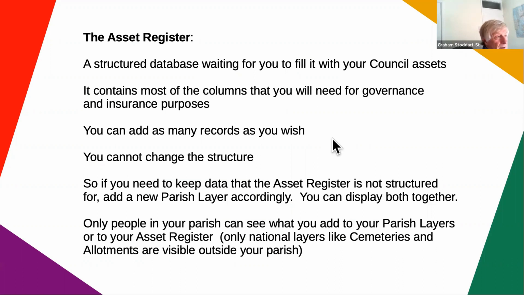So the second layer underneath parish layers is called the asset register, and it's a slight hybrid. So you cannot change the structure of the asset register, but on the other hand, it is a place for you to put all of the details that you need to keep about your parish assets. So the columns of data that are in there are all those that have been shown to be necessary for any well-run council, which particularly means insurance requirements.